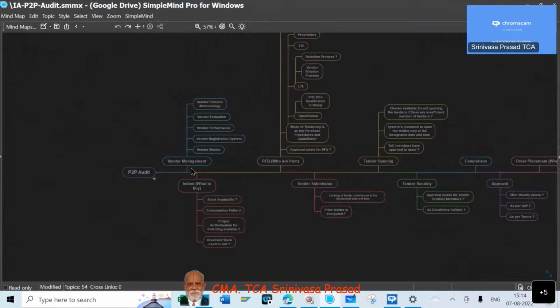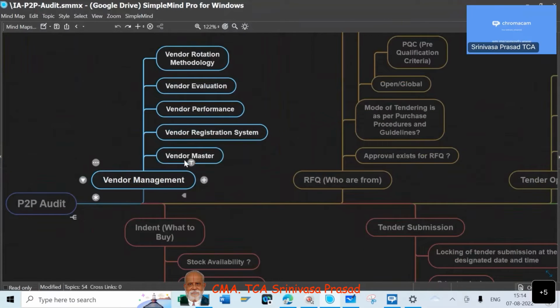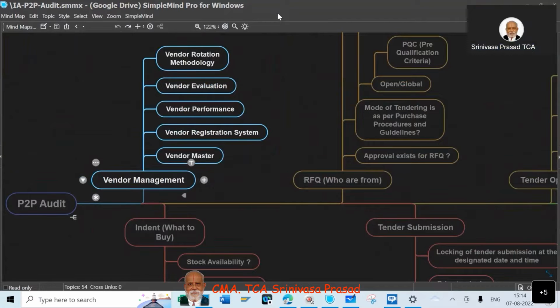And then we specifically discussed vendor management last time, that it could be vendor registration. Then what should be there in the vendor master, vendor registration system, vendor performance and vendor evaluation, vendor rotation methodology. Some of the companies have this vendor rotation methodology, especially in the PSUs, when the public procurement policy is in place in many government companies and PSUs.